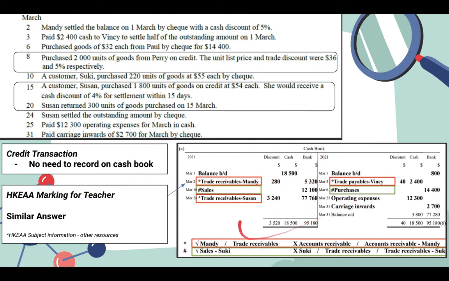And again, this answer may be different from your answer, because the answer given by the teacher is printed based on the HKDSE published version, which gives you the best answer. But here you can see we have a similar answer as well, which is acceptable by the marking standard. But of course, HKDSE would like you to learn from the best answer here. So I just use the best answer. If you want to find it, you can go to the HKDSE website, subject information, other resources. So let's begin.